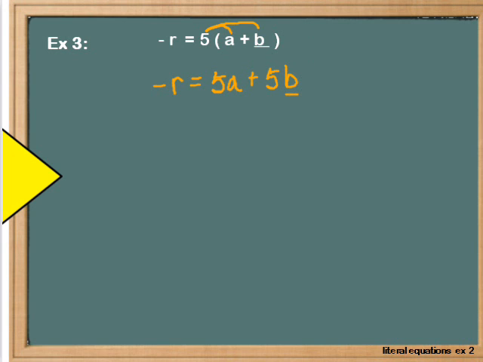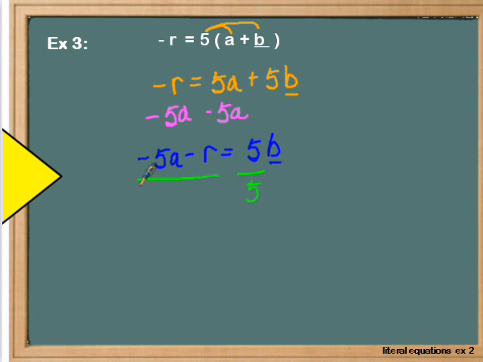All right, now since the b is what we're solving for, we're going to have to get rid of that positive 5a with the negative 5a and subtract it from both sides. We cannot combine unlike terms, so we're going to have negative 5a minus r equals 5b. All we have left to do is to divide out that 5.